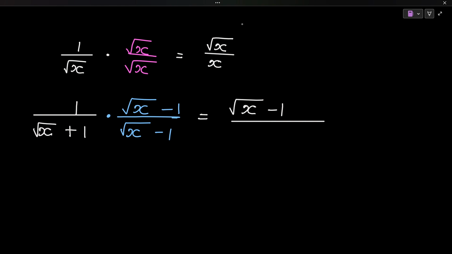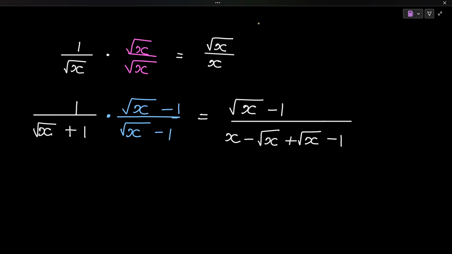Multiplying the numerators together, we have the square root x minus 1 all over. And when we multiply the denominators, we've got a binomial times a binomial. We can apply the FOIL method. So we have square root x times square root x, which gives us x. We've got square root x times negative 1, which is negative root x. We've got positive 1 times square root x, which is positive square root x. And positive 1 times negative 1, which is negative 1.